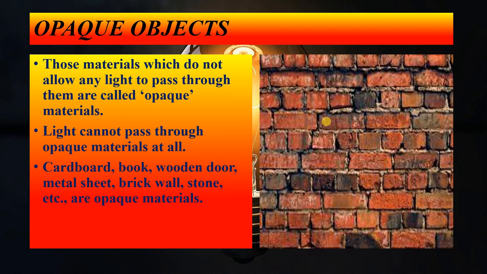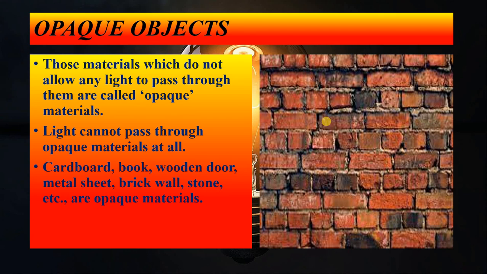Why? Because you can see the book because it reflects the light falling on it, that is from the electric bulb. From the electric bulb, the light ray is falling onto the book, and then that light ray is getting reflected into your eyes. Okay, that is why you can see the book, right?